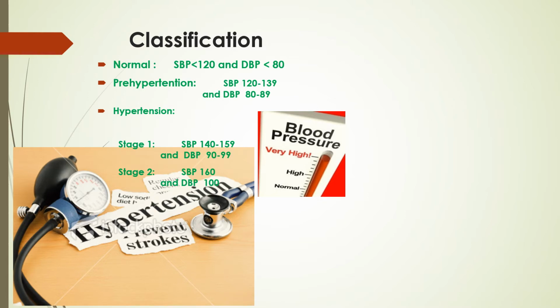In stage 1, the systolic blood pressure is 140 to 159 and diastolic blood pressure is 90 to 99. In stage 2, systolic blood pressure is 160 and diastolic blood pressure is 100. If the patient has a blood pressure of 170/100, it will be considered stage 2. This classification is easy to use because it is completely objective.